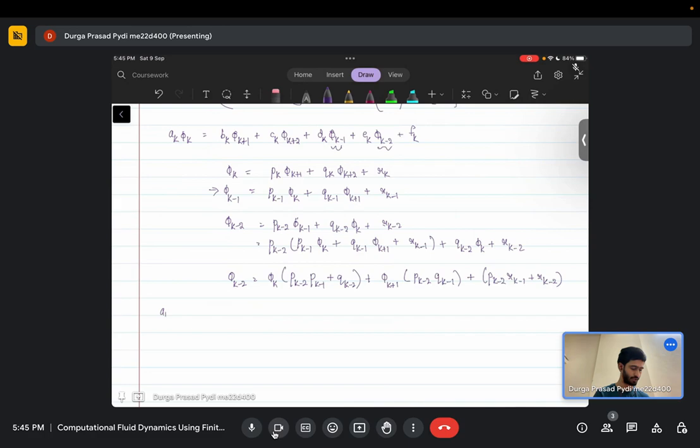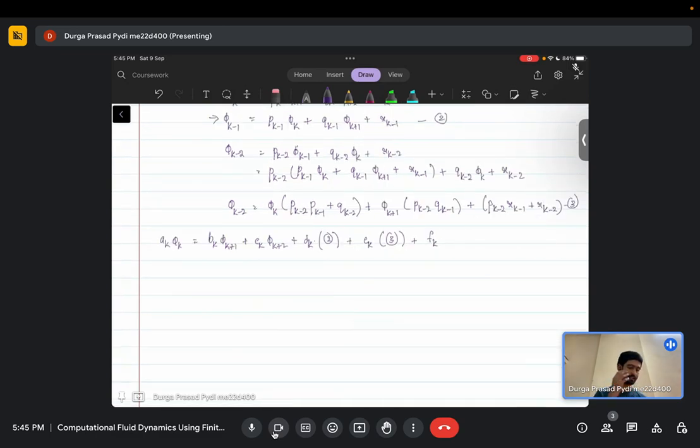So we have ak phi k is bk phi k plus 1 plus ck phi k plus 2. Maybe I'll just give some numbers. So this is equation 2, this is 3, plus we have dk times equation 2 comes here, equation 3 comes here, plus fk. So the next step is, again, the idea is to essentially write this equation.